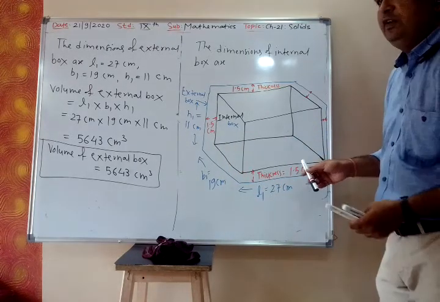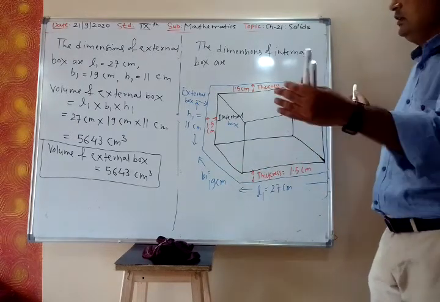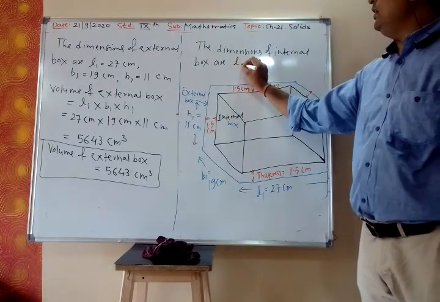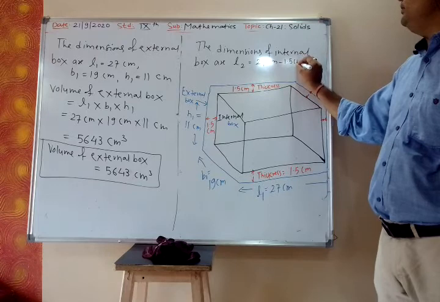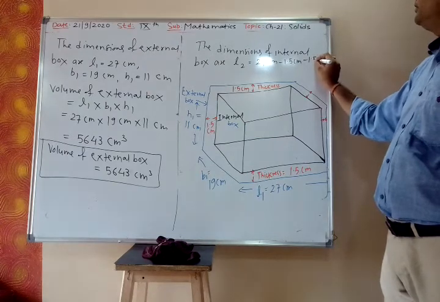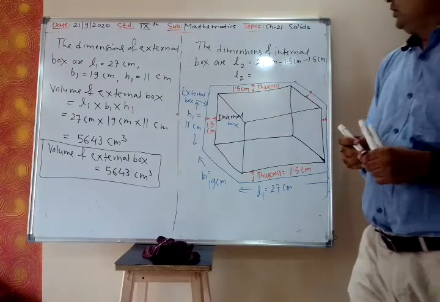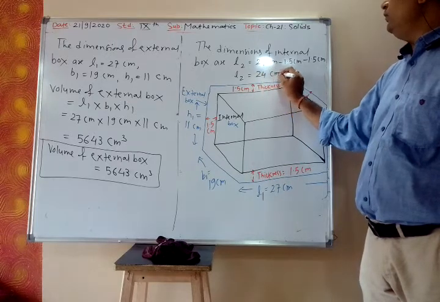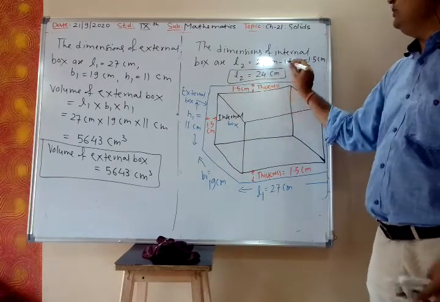From each side, we subtract the thickness. What is the thickness? 1.5 from this side, 1.5 from this side. When we subtract the thickness from both sides, we get the internal length. So L2 will be 27 centimeter minus 1.5 centimeter from this side and 1.5 centimeter from this side. 27 minus 3, that will be 24 centimeter. So L2 is 24 centimeter.